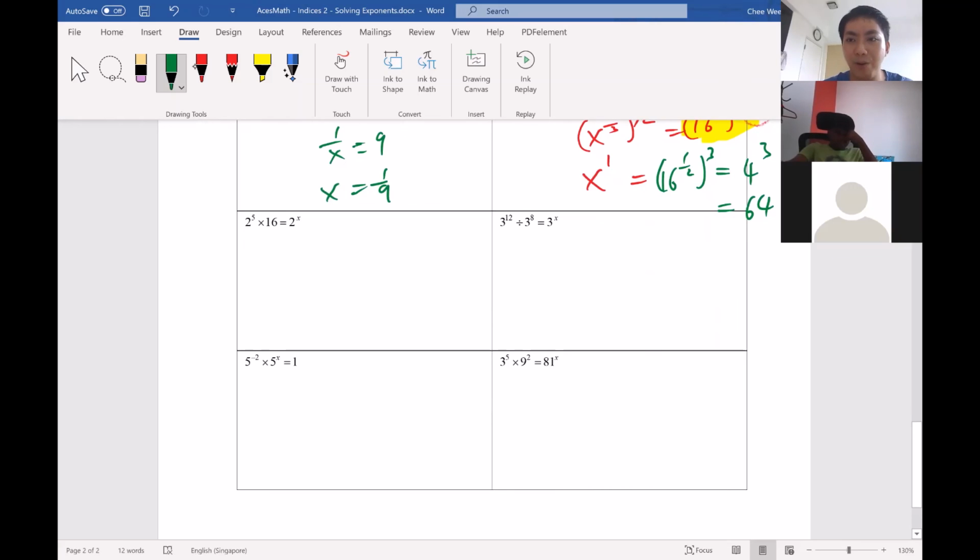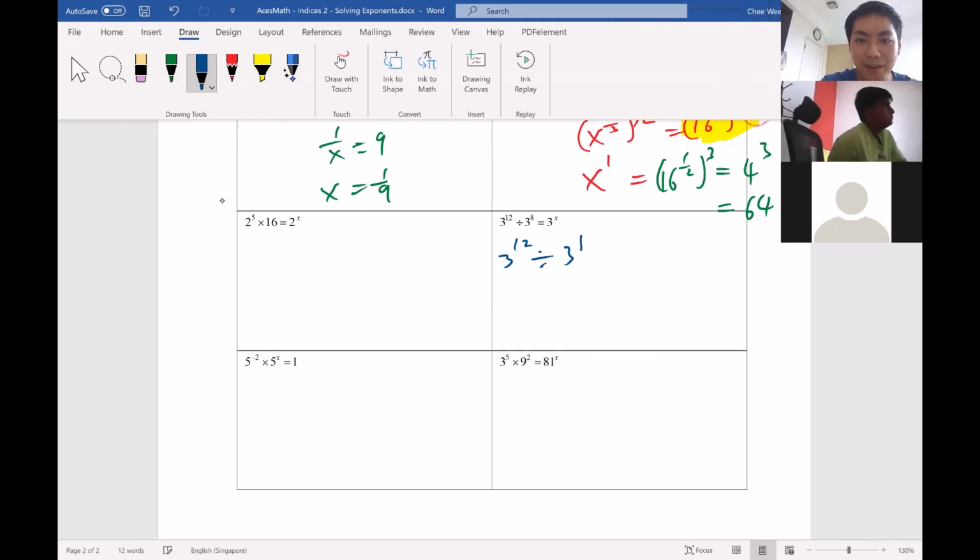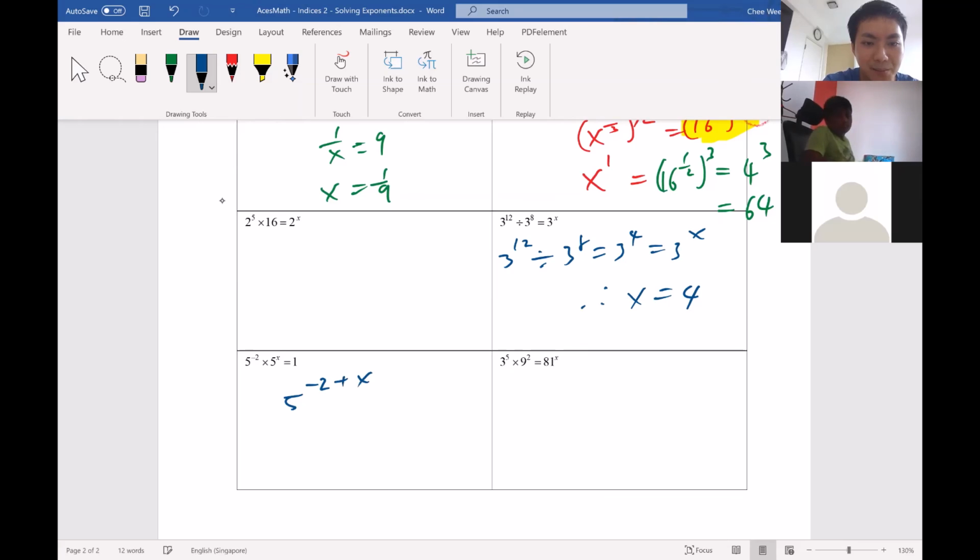All right. So the subsequent questions I think are fairly straightforward. You know that it's all about going for common base, that's all. So I'll do 2 questions with you boys. So the first one will be this one. So 3 to the power of 12 divided by 3 to the power of 8 is equal to 3 to the power of 4, which is equal to 3 to the power of x. Therefore, x is equal to 4. Whereas this one is just 5 to the power of minus 2 plus x, put brackets, and 1 is just 5 to the power of 0. So therefore, x is equal to 2.